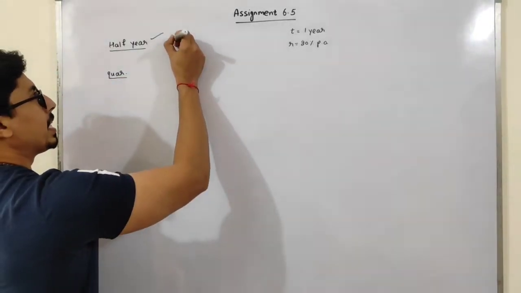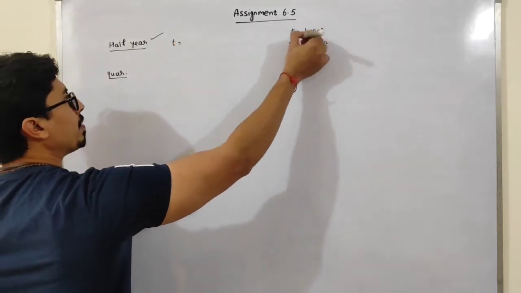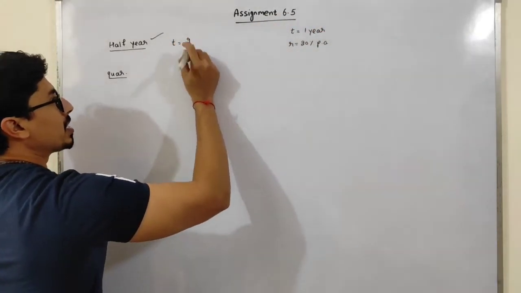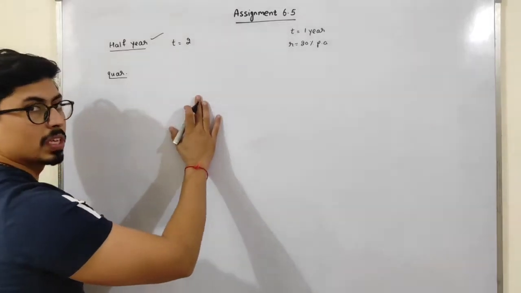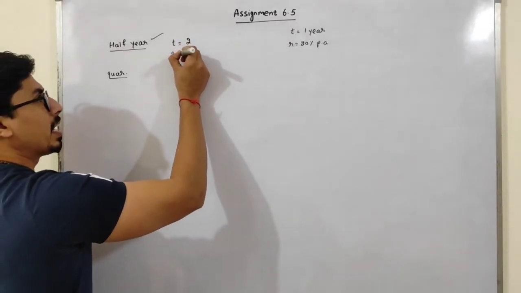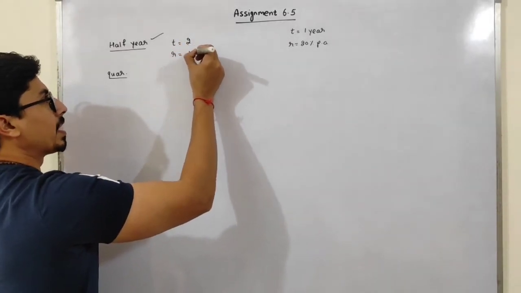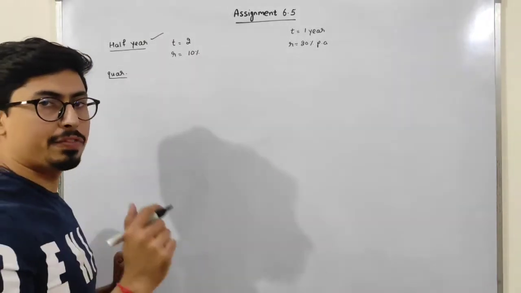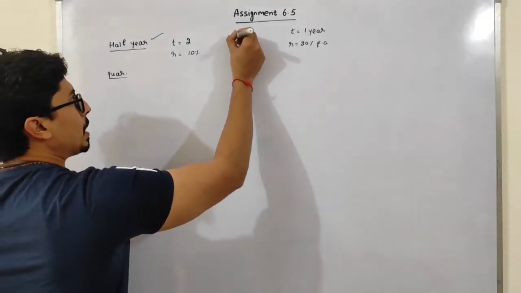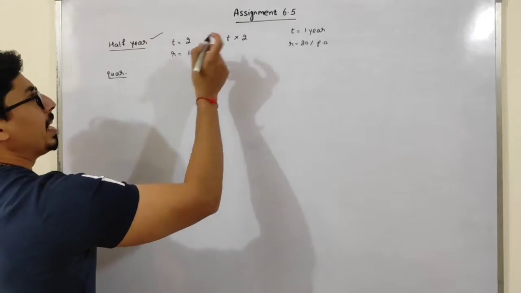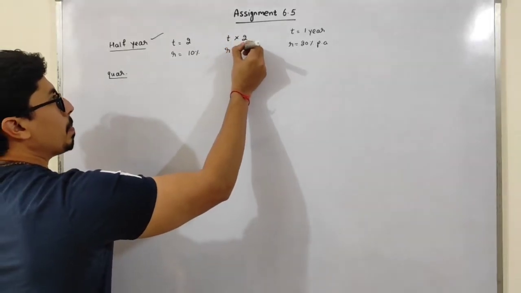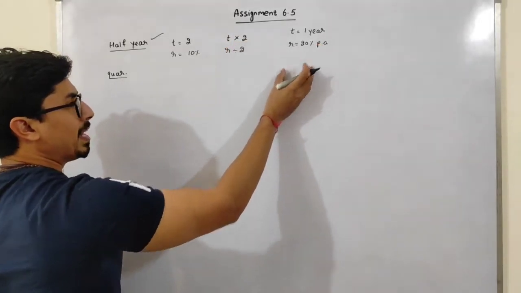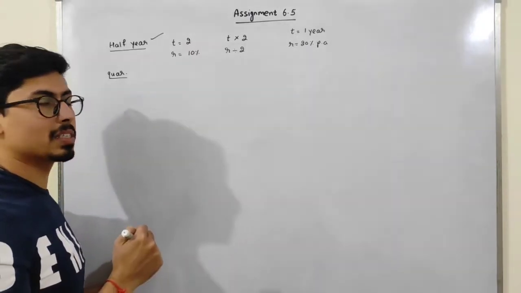So in case of half yearly, what you have to do is just take double of the given time and take half of the given rate. For half year, time will be multiplied by 2 and rate will be divided by 2, because I am dividing this complete 1 year rate into 2 parts.